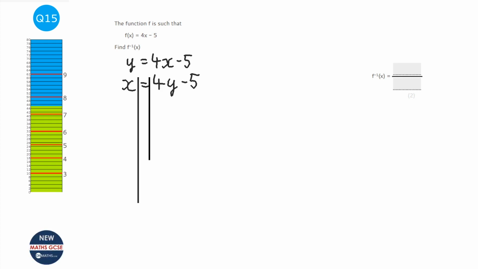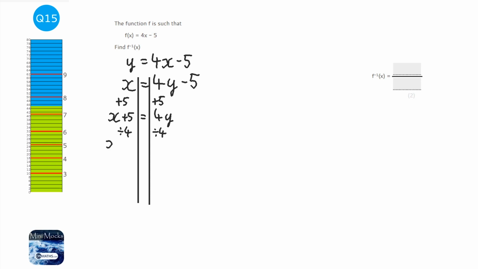So the first thing I need to do is add 5 to both sides. So we're going to have x plus 5 equals 4y. And the next thing I need to do is divide by 4 on both sides. The way of doing that really is just with a fraction. So y is x plus 5 over 4. Now we made up y. Y represented the function initially, and then it represented the inverse function.